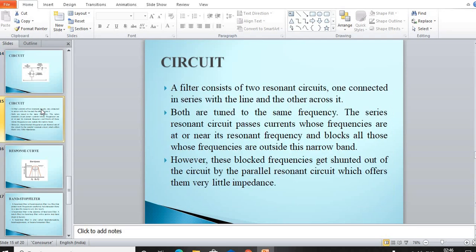A filter consists of two resonant circuits, one connected in series with line and other across it. Both are tuned to the same frequency. The series resonant circuit passes currents whose frequencies are at or near its resonant frequency and blocks all those whose frequencies are outside this narrow band. However, these blocked frequencies get shunted out of the circuit by the parallel resonant circuit, which offers them very little impedance.